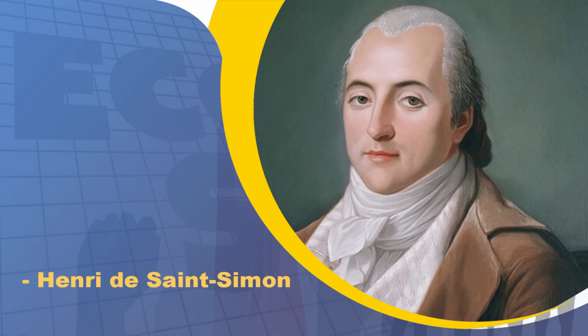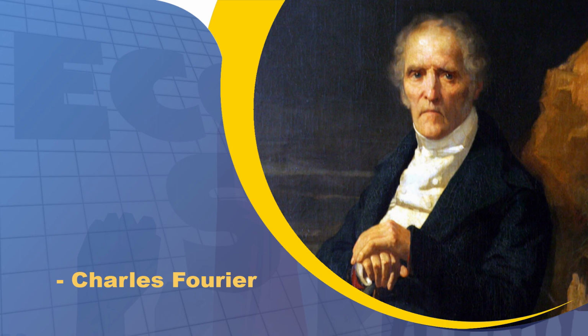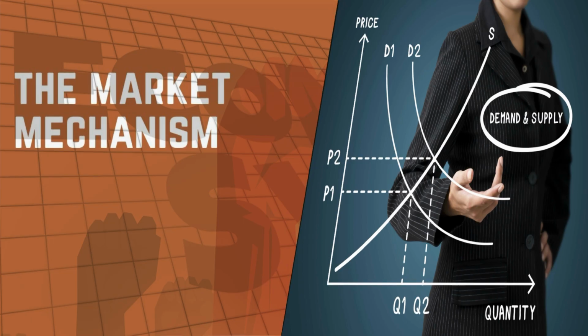The intellectual roots of socialism can be traced to Enlightenment thinkers who critiqued the social inequalities emerging from early capitalism. Thinkers like Henri de Saint-Simon, Charles Fourier, and Robert Owen developed utopian socialist ideas that emphasized cooperation over competition and social planning over market mechanisms. These early socialists believed that society could be rationally organized to eliminate poverty and inequality.